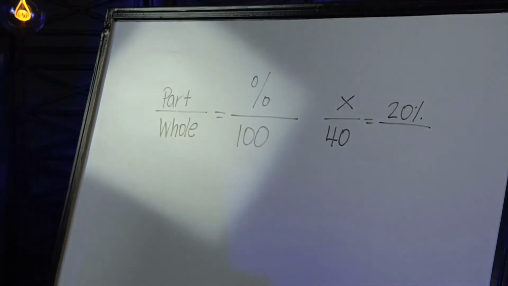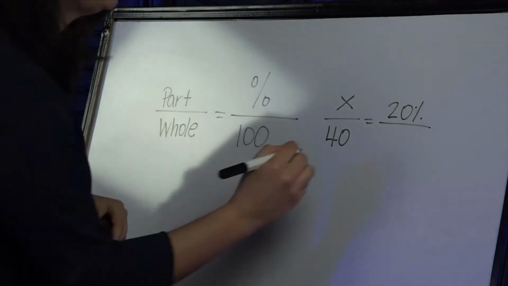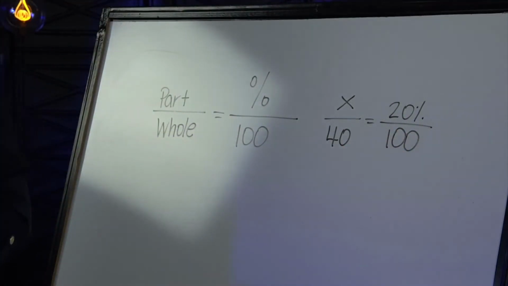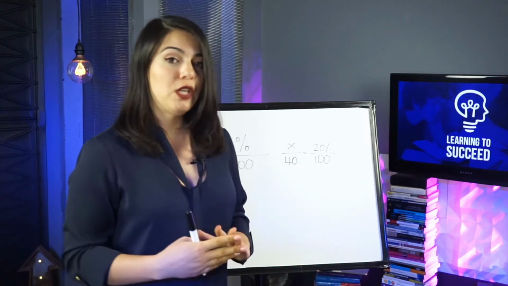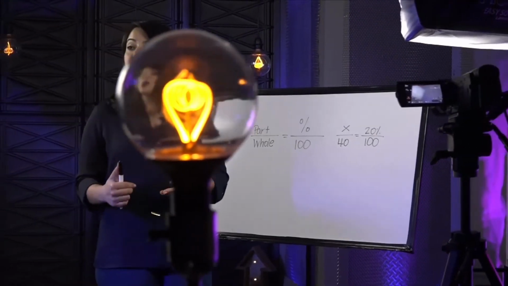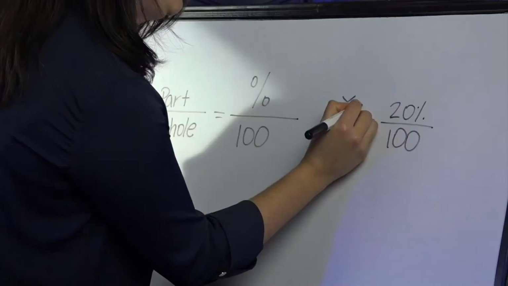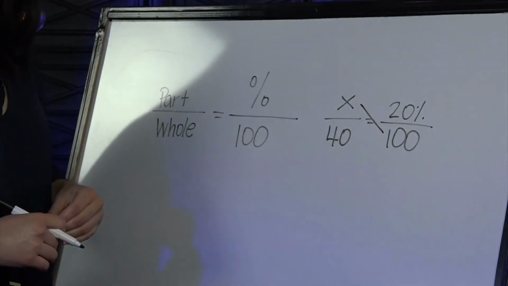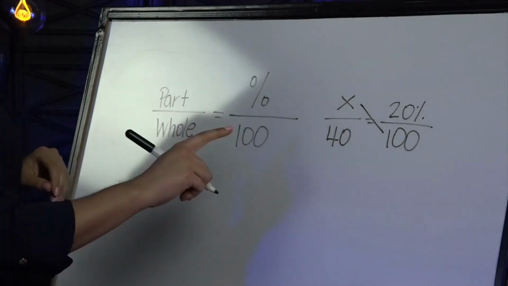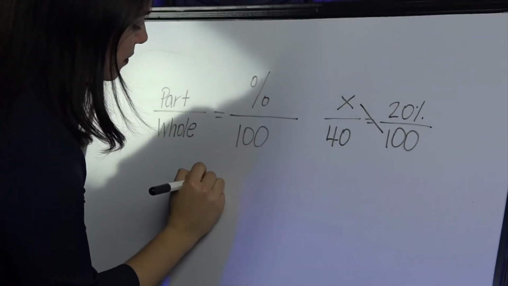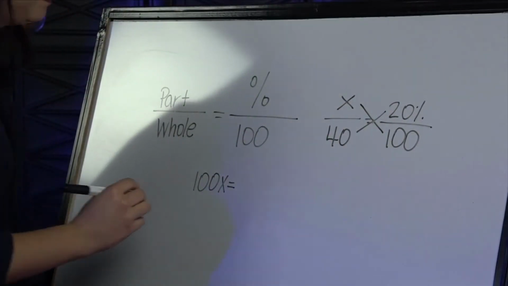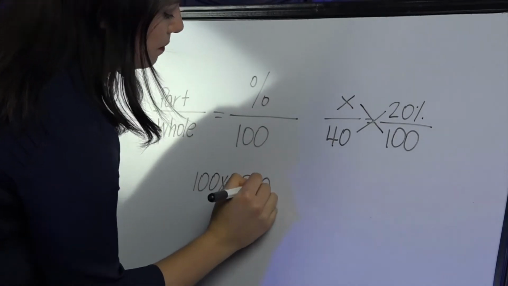Because we don't know the part, we're going to call it x. And 100 will always go down here no matter what. Whenever we have two fractions that are equal to each other with that equal sign in between, we can always cross multiply. Cross multiply means we take this one and we multiply it to the one that's across from it. We go across the equation, across the fraction. So, x times 100 is 100x. And 40 times 20 is 800.